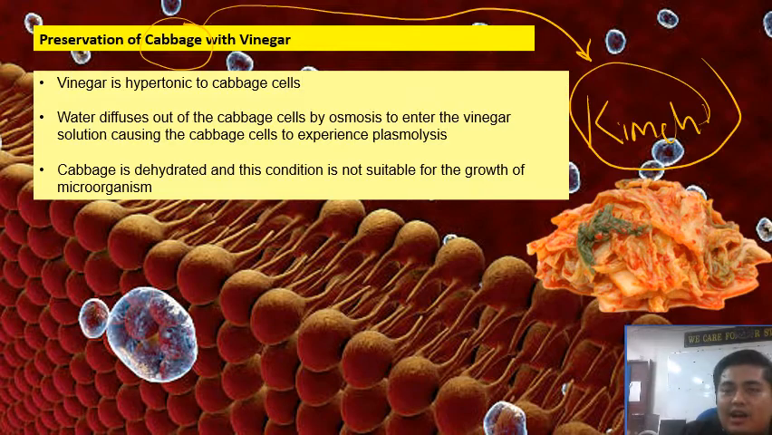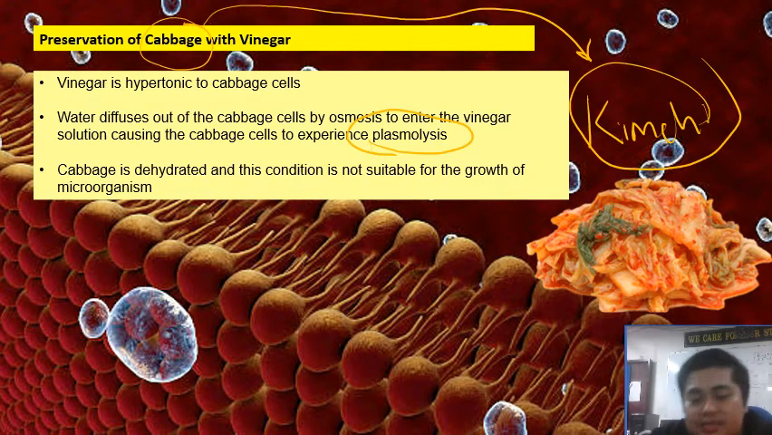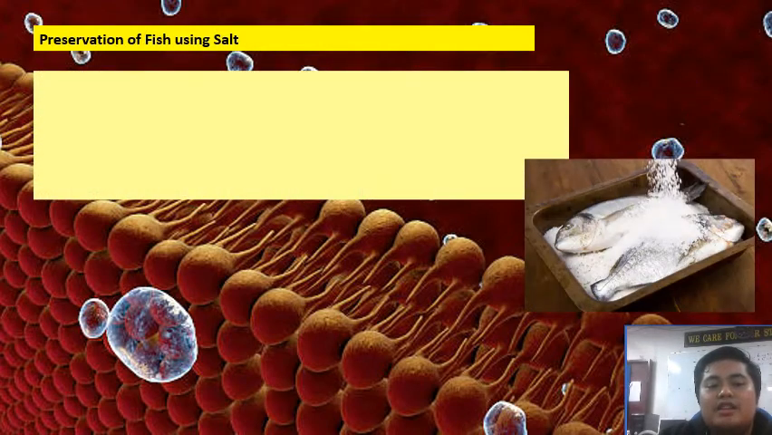So bila air dah keluar daripada sel cabbage tu tadi, so air akan pergi mana? Dia akan pergi kat vinegar solution tu tadi. So dalam tu dia kurang air, so dia akan experience satu keadaan yang dipanggil sebagai plasmolysis. So benda ni juga benda yang sama kalau kita buat jeruk. Kita buat jeruk mangga, kita buat jeruk jambu. So benda yang sama.